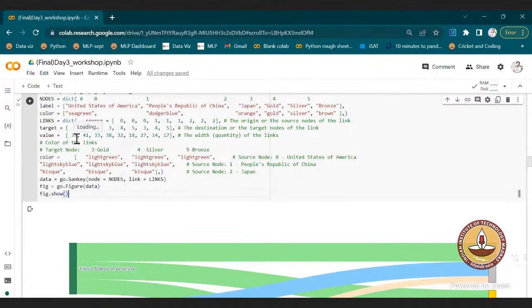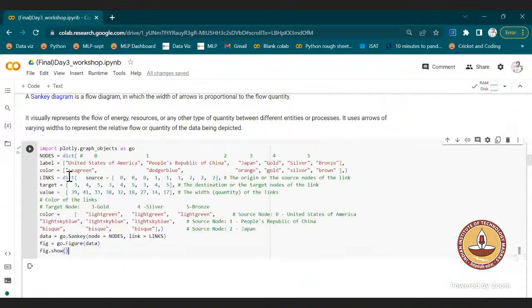Could you please show the data? We have created the dictionary. We have not imported any data here. I'm sorry, I don't understand the data then. What is it showing, a movement of what from one country to the other? Are these medals? I assume it would be medals.